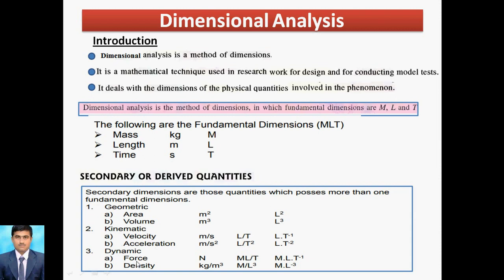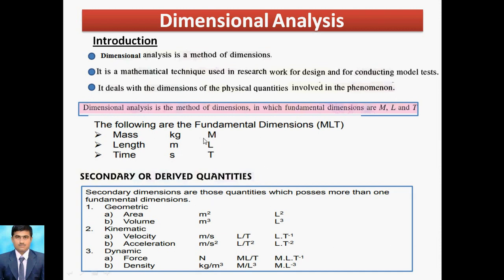And for dynamic quantities, that is force, force is in terms of Newton. Here mass is there, length is there and time is there, so I can take M into L into T raised to minus 2. Density is kg per meter cube, so mass is in terms of kg and meter cube, therefore L cube. So we write it as M L raised to minus 3. You only have to format it in terms of length, MLT.